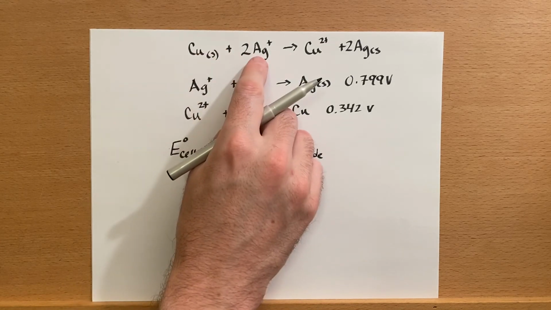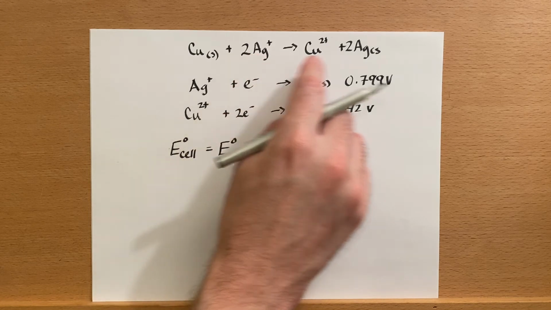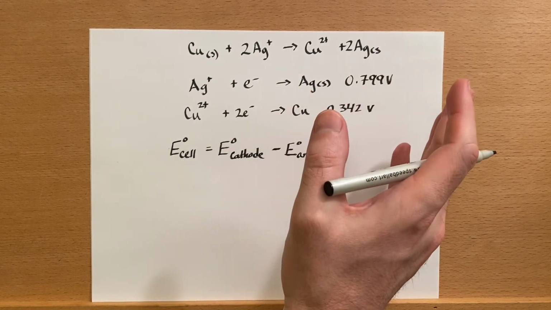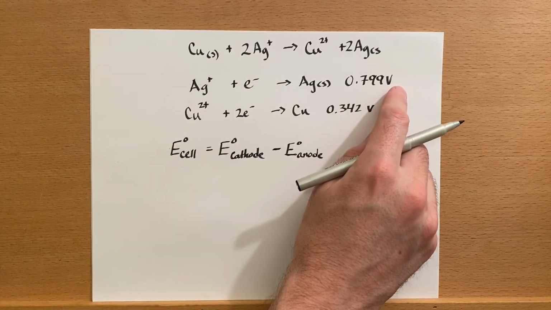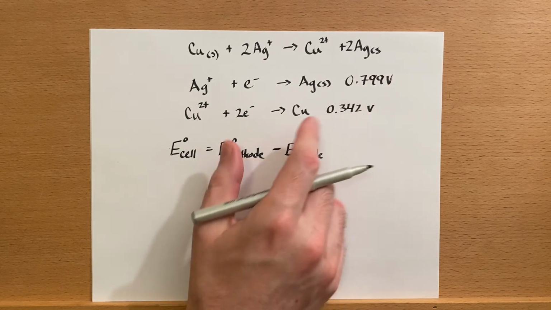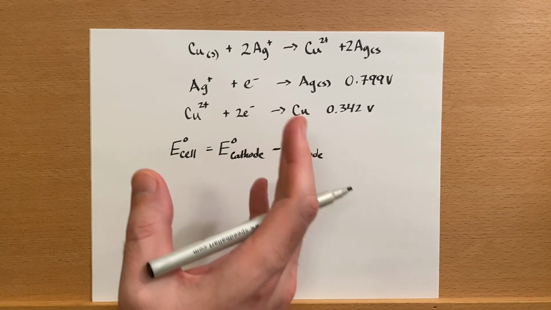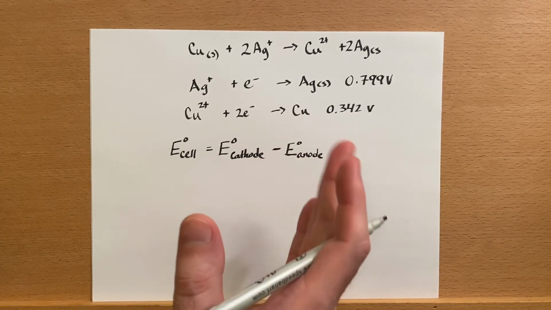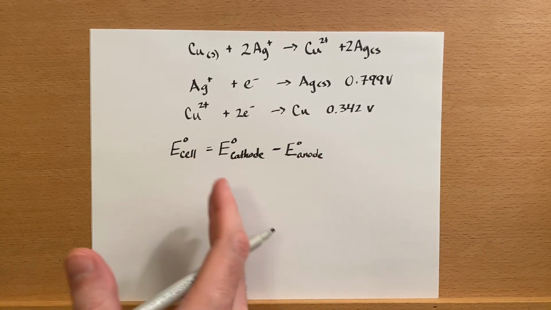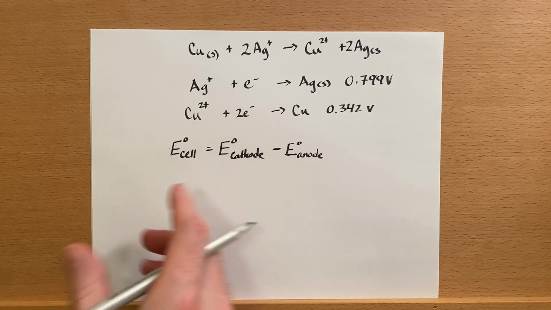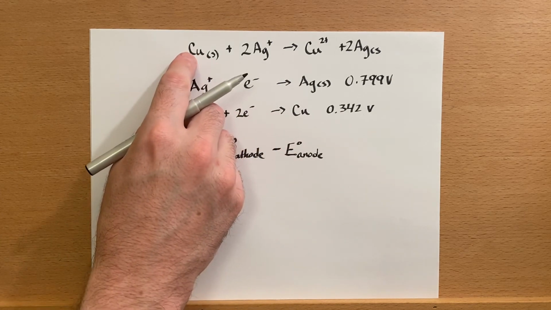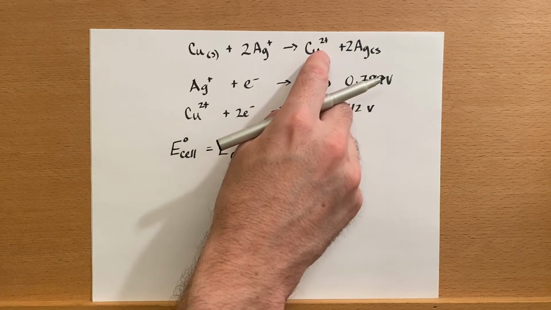So let's look up at our equation. This went from +1 down to 0. That's a reduction. This is our cathode reaction. And since we've identified our cathode, the other one must be the anode, because we have to have oxidation to go along with our reduction. And indeed, we can check, this went from 0 to +2.